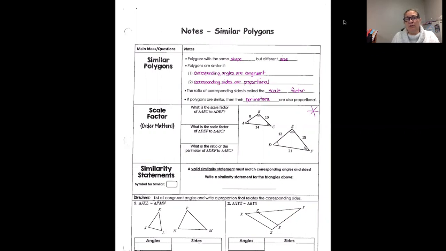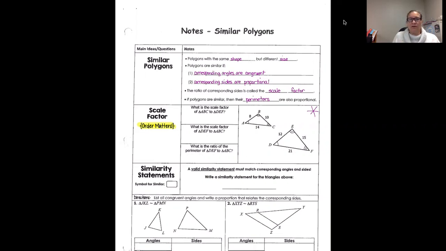Polygons are similar if corresponding angles are congruent and corresponding sides are proportional. The ratio of corresponding sides is called the scale factor. And if polygons are similar, their perimeters are also proportional. So we're looking at scale factor, and order does matter. It's important that you look from small to big or big to small and keep it that way.